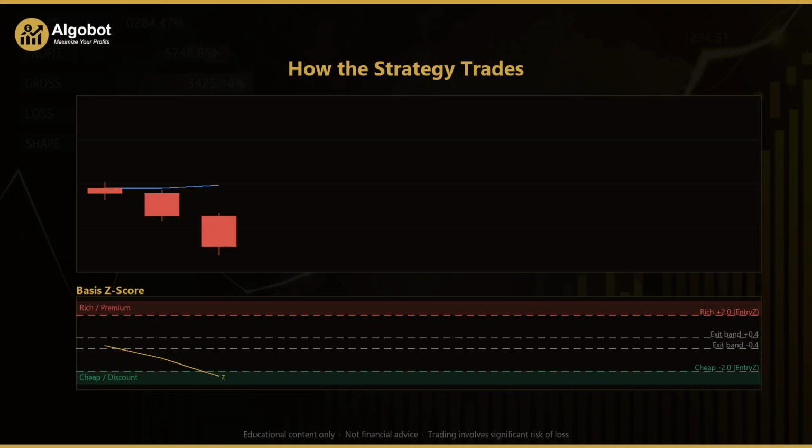We open with price hugging the fair value line and the Z-score sitting close to 0. There's no dislocation here, so the strategy simply watches. On the next candle, price begins slipping below fair value, and the Z-score dips toward -1. Still not enough. Then comes a sharp down candle. Price pushes well beneath the fair value line, and the Z-score drops through the -2 threshold into the discount zone. Price is now statistically cheap.